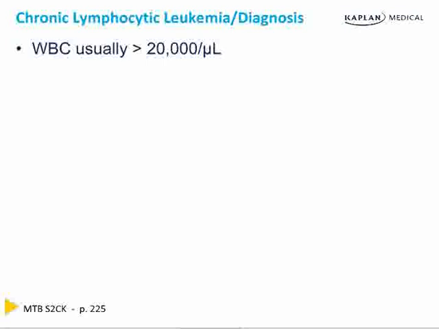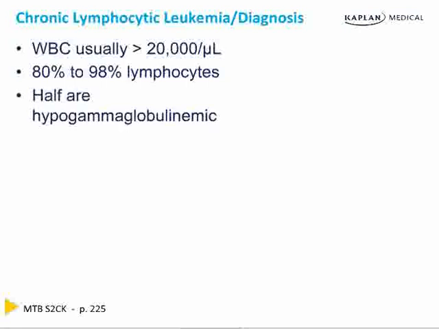In CLL, the white count is usually above 20,000. And almost all of this is lymphocytes, 80 to 98, 99% lymphocytes. Half of them are hypogammaglobulinemic. That means they just don't make gamma globulins. The cells are there, but they don't function. They don't work. It's like having a TV that doesn't turn on.